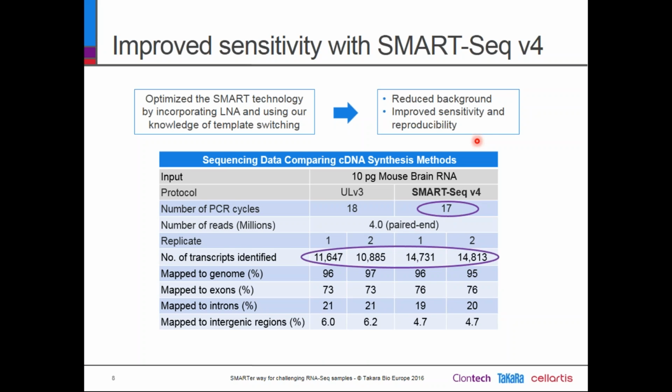And let me show some data about it. So you can see here a comparison only using 10 picograms of mouse brain RNA, comparing our previous version with the current SmartSeq V4 version for 2 replicates. So the first thing that we see is that we can reduce the number of cycles, showing that it's more sensitive. And even doing that, we are able to identify around 30% more genes than with the before technology. And also we are able to do this keeping all the other metrics very good, as it was the case already in the previous version. We have an excellent mapping to the genome and to exons, and low mapping to intergenic regions.